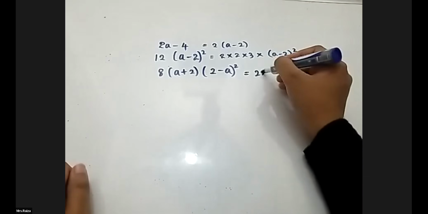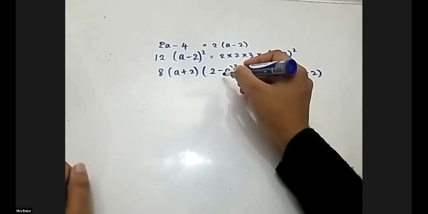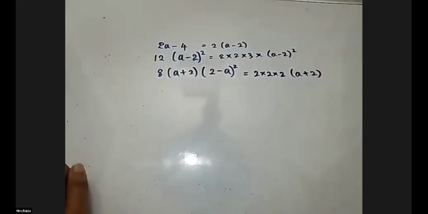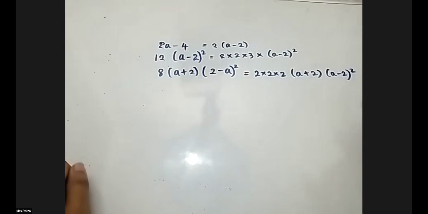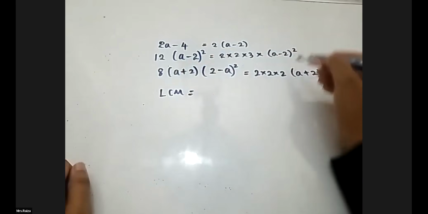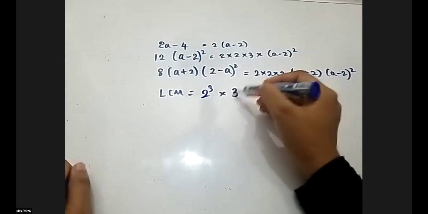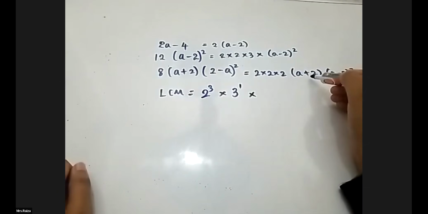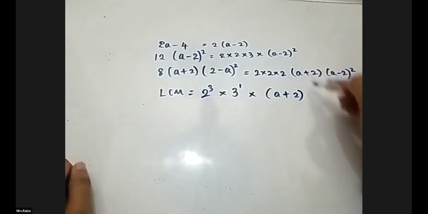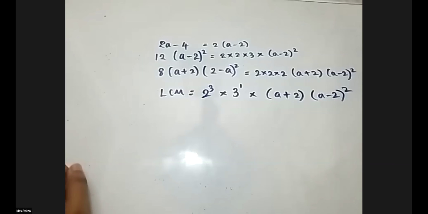Here I'm writing 2 into 2 into 2, a plus 2. This one, I can write it as a minus 2. I can write this 2 minus a as a minus 2 and square it. Now, LCM. When I take 2, the highest power is 2 to the power 3. Here, when I take 3, it is 3 to the power 1. In a plus 2, I have only one pair, I have to take it. In a minus 2, the highest power is a minus 2 squared.